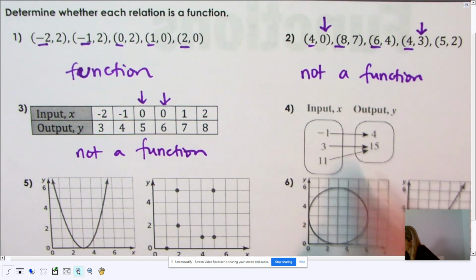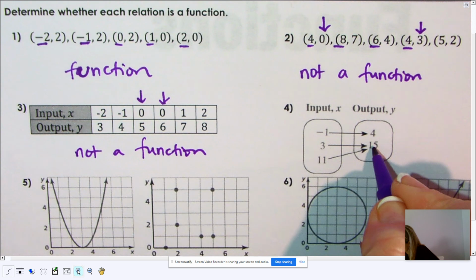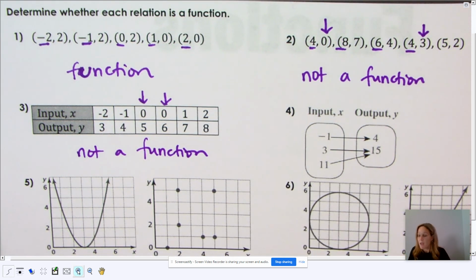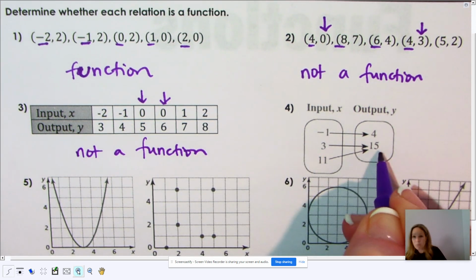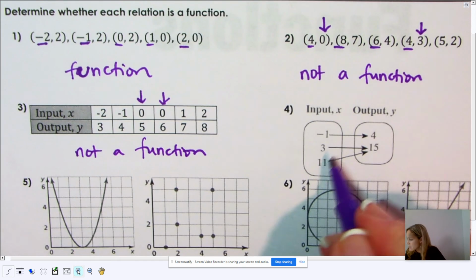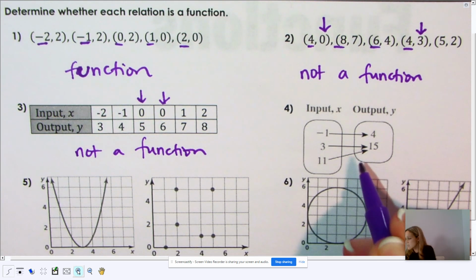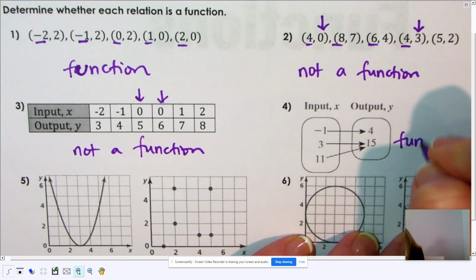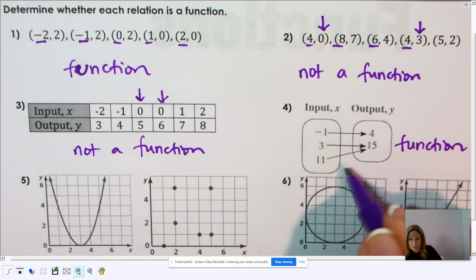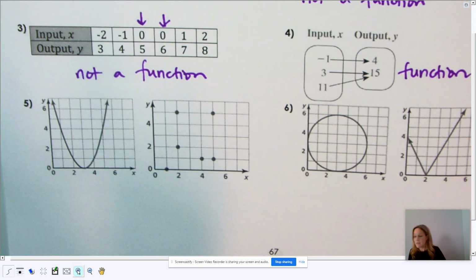Okay, so let's look at number 4. I plug in -1, I get out a 4. I plug in 3, I get out 15. I plug in 11, I get out 15. That is fine. It's okay that 3 and 11 both give an output of 15. Totally fine. What would not be fine is if 3 sometimes gave an output of 15 and sometimes gave an output of 4. So this is a function because each input has only one output. It's okay if that output is shared. That's fine.